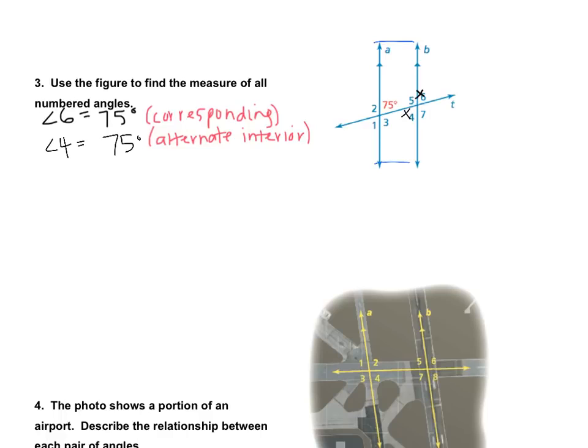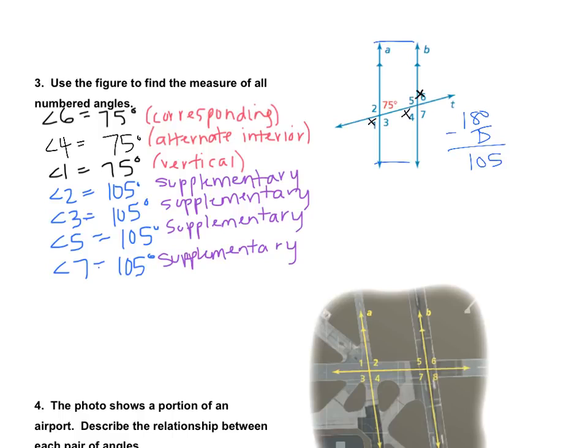So my only other one left from the list is vertical. Pause the video now and find me a vertical angle to the 75. Angle 1 is vertical, and so that's 75 degrees. I'm crossing off angle 1, and I also wrote that it's vertical. Now, hopefully, you realize that we used all of the things from our list, so all the other ones have to be supplementary. So 180 minus 75 is 105, so that means all the other angles, angles 2, 3, 5, and 7, are 105. All right, so I found all of them, and I just needed to use that chart.